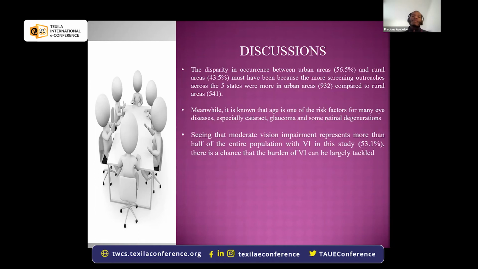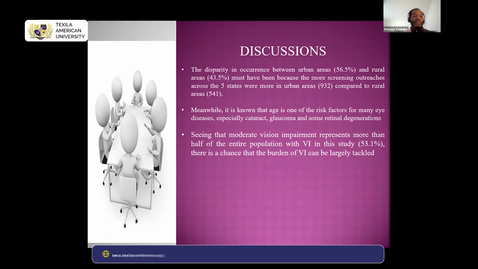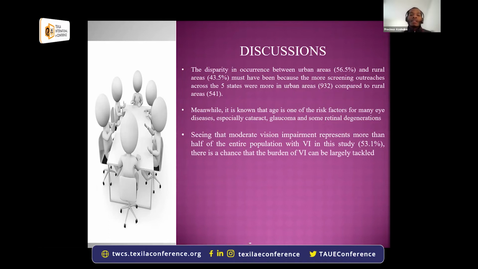All right. Having found out that moderate visual impairment was represented in more than half of the population in our study that had visual impairment, it gives us the knowledge that visual impairment can actually be tackled.